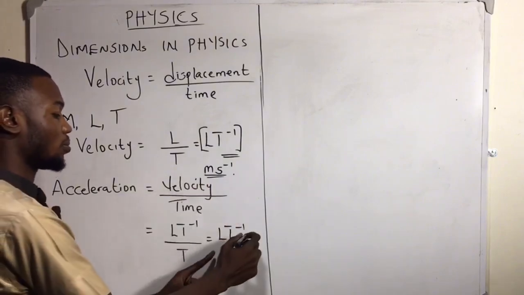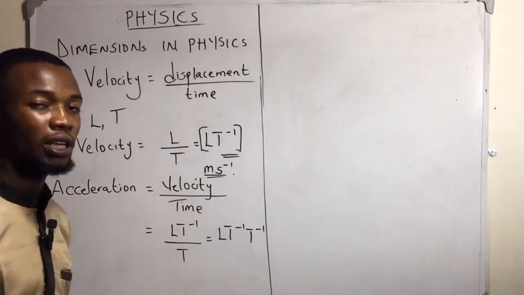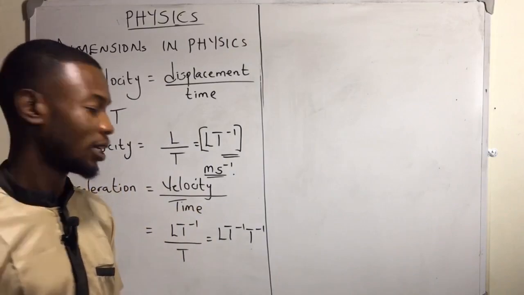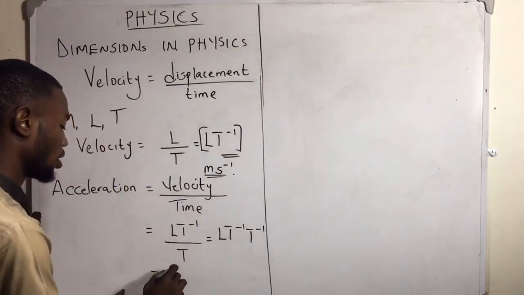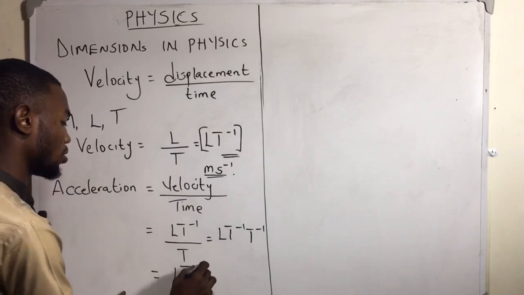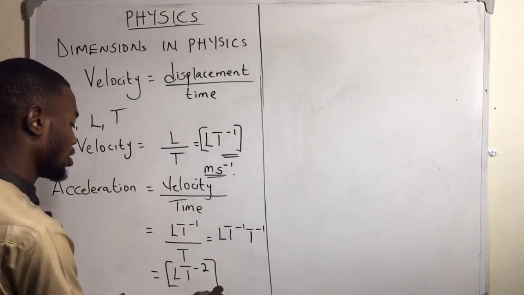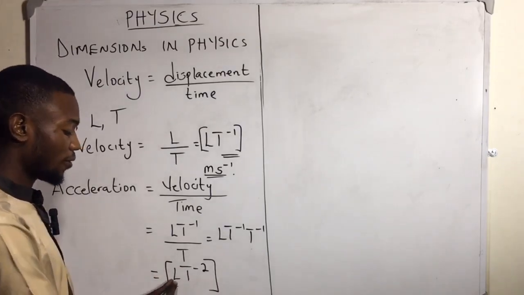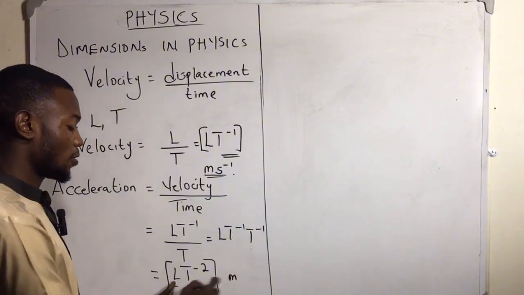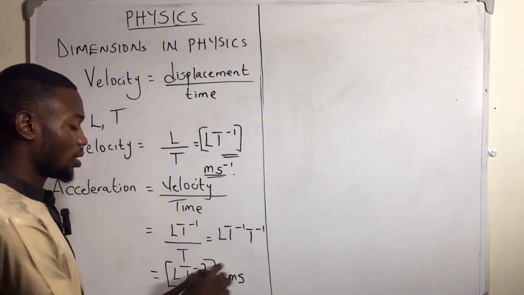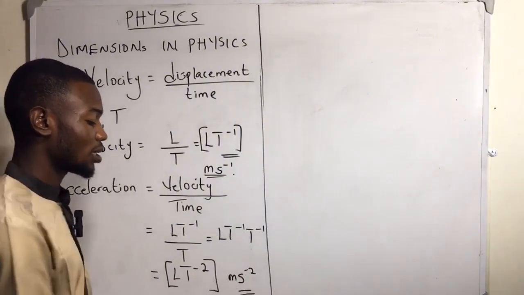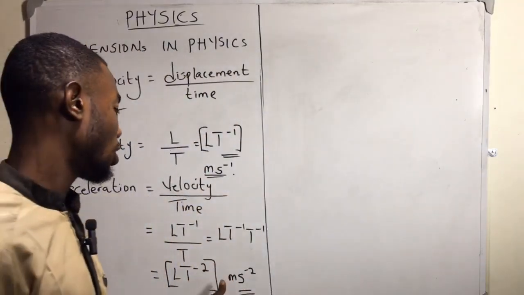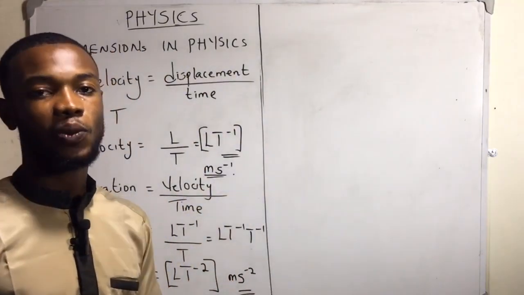This is coming up, so we have another -1. In mathematics, -1 minus 1 is going to give us -2. So we have it to be LT^-2. This is the dimension for acceleration, and that's why length is in meter, time is in seconds, then we have -2. Anytime we make a calculation on acceleration, we always have meter per second squared.